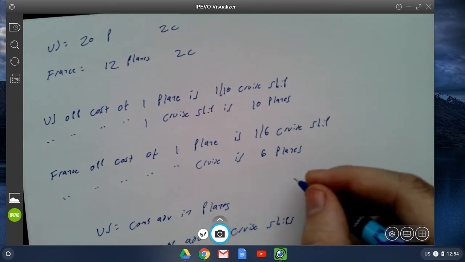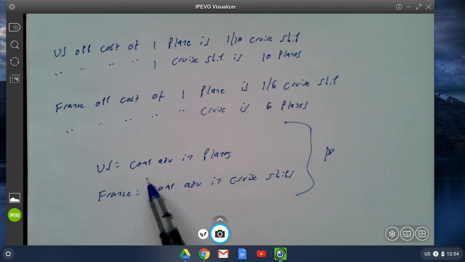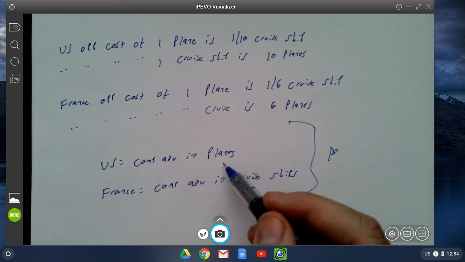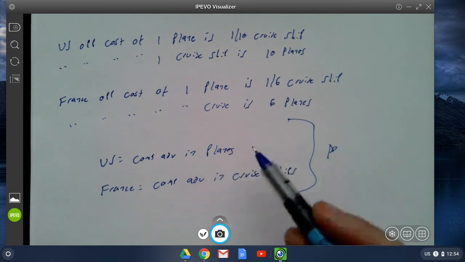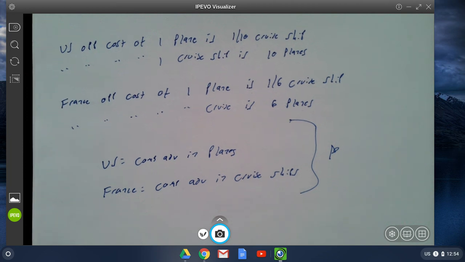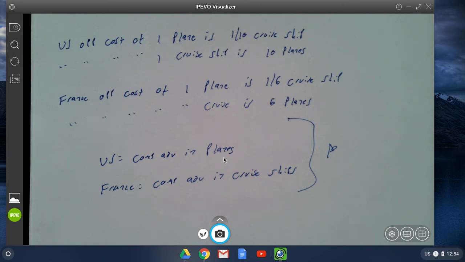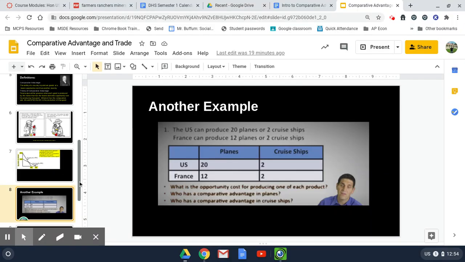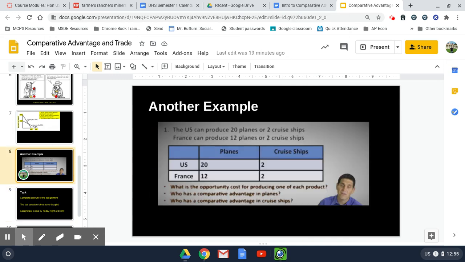Okay, so with this theory, this is the most important outcome. The U.S. would make planes, only planes. France would only make cruise ships. We'd have a stockpile of each, and then we trade. If they traded, they'd actually have a better outcome. They could consume outside of the production possibilities frontier. I know that's a lot to take in. That's why I'm going to spend another day on this. My goal for you today is just to have the basic understanding of how this works. So that being said, part 2 of the assignment, you're basically going to go through the steps I just did.